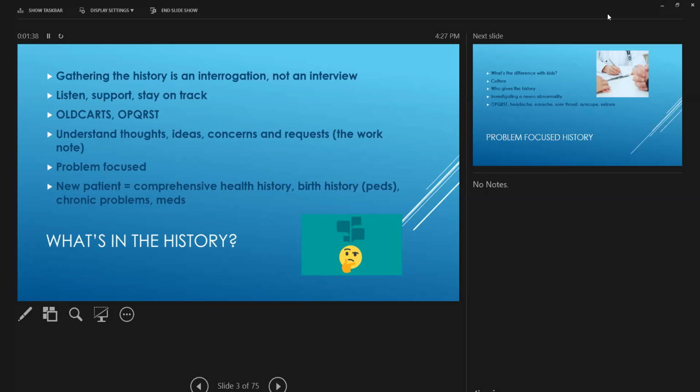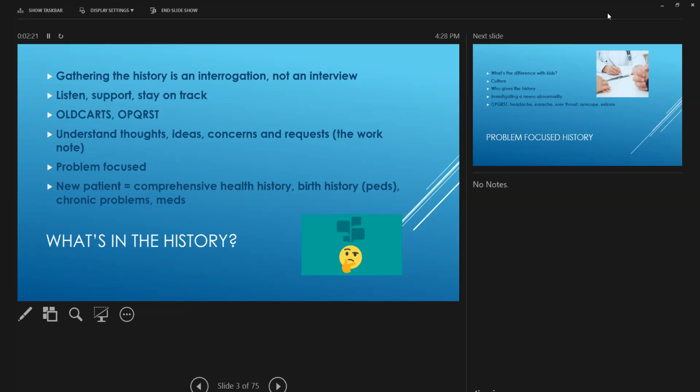Utilizing your history mnemonics here, you can use OLD CARTS or OPQRST, whatever you prefer. We want to understand where the patient, or in this case maybe the parent, is coming from, what concerns they may have, and what they're going to need. The work note I put here because, traditionally coming from an emergency room background, sometimes you just sit there and wonder, what's the patient really here for? And then as you're leaving the room, they ask for their work note, and that all kind of brings it together. It's like, oh, they're actually just here for a work note. So at any rate, we want to keep it problem focused.